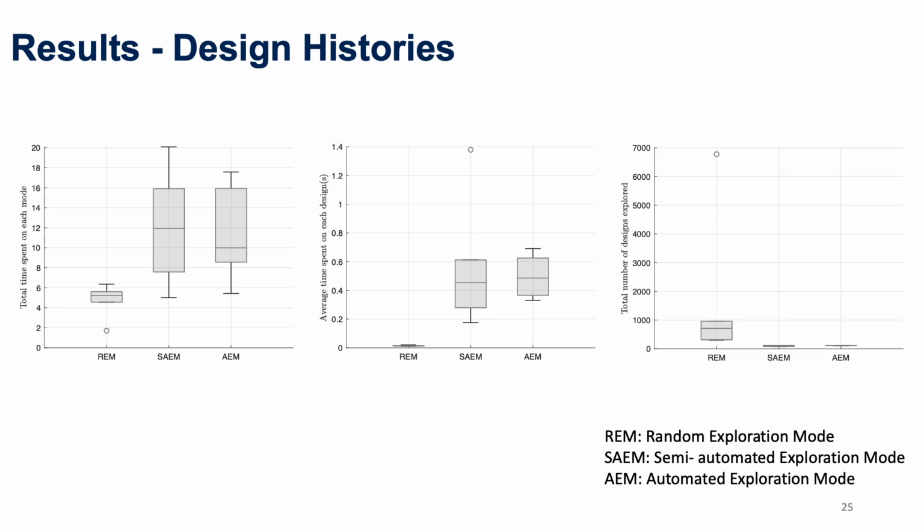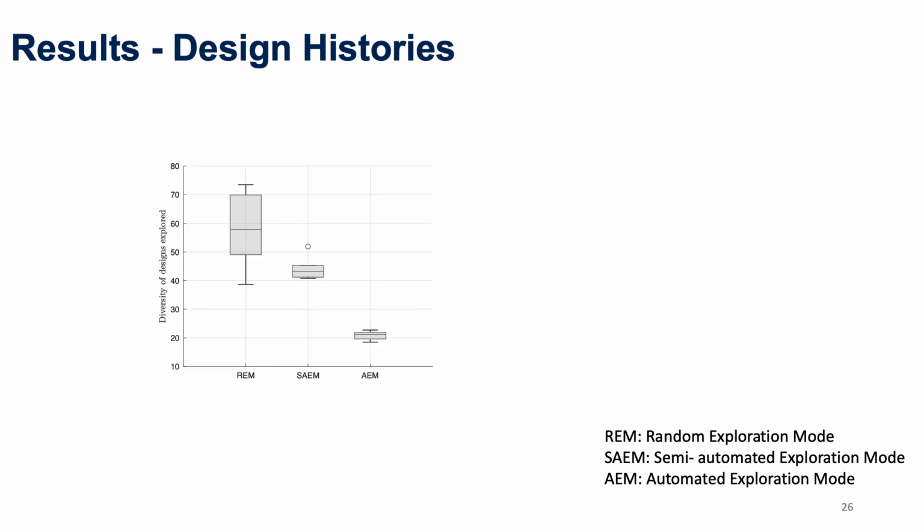When we look at the distribution of the total number of designs explored during each exploration mode, these results indicated that within semi-automated exploration modes, participants were able to quickly scan the generative design space with the least number of designs, taking approximately the same time as the automated exploration mode, which has the highest level of design exploration autonomy. It is interesting to note that the diversity of the preferred designs in random exploration mode is significantly higher compared to the other modes.